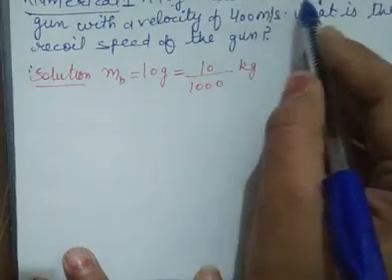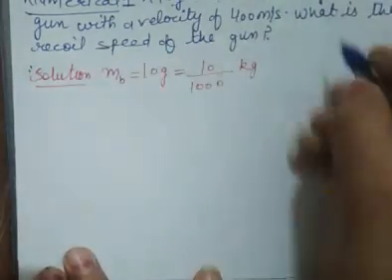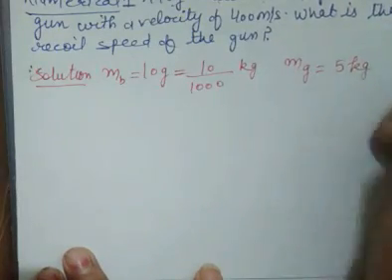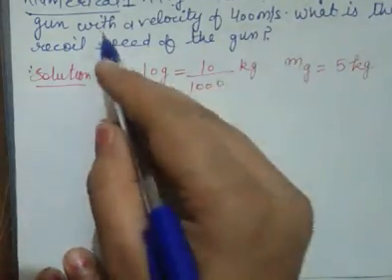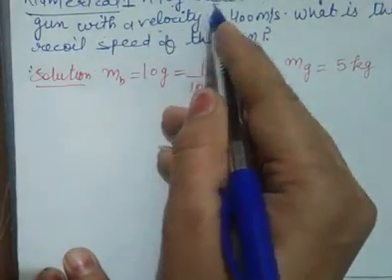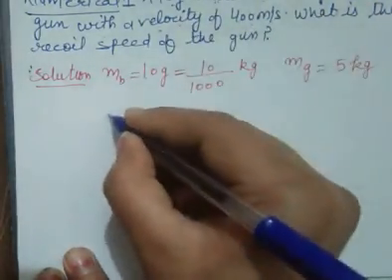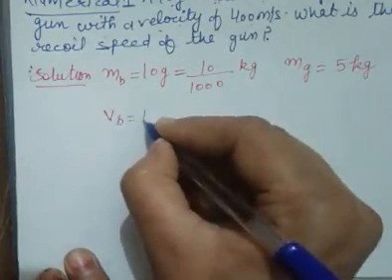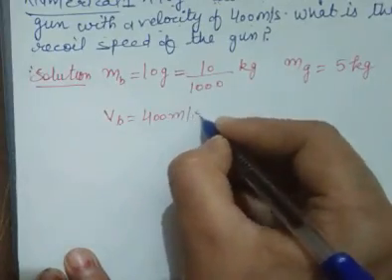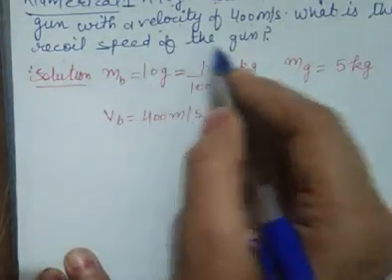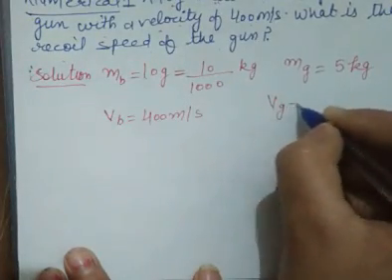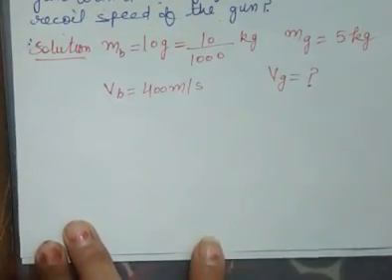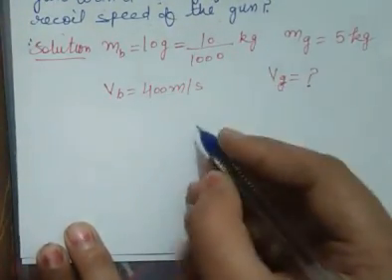A 10-gram bullet is shot from a 5 kilogram gun. It means mass of gun is 5 kilogram, with a velocity, means bullet is shot with a velocity of 400 meter per second. Velocity of bullet is 400 meter per second. What is the recoil speed of gun? So velocity of gun is to be found out now.